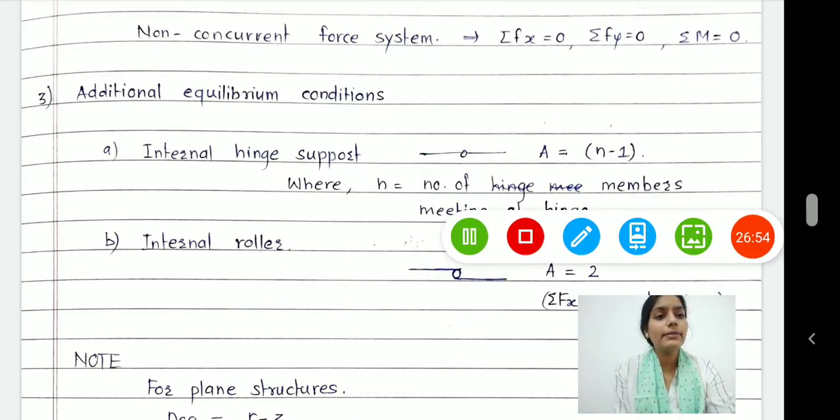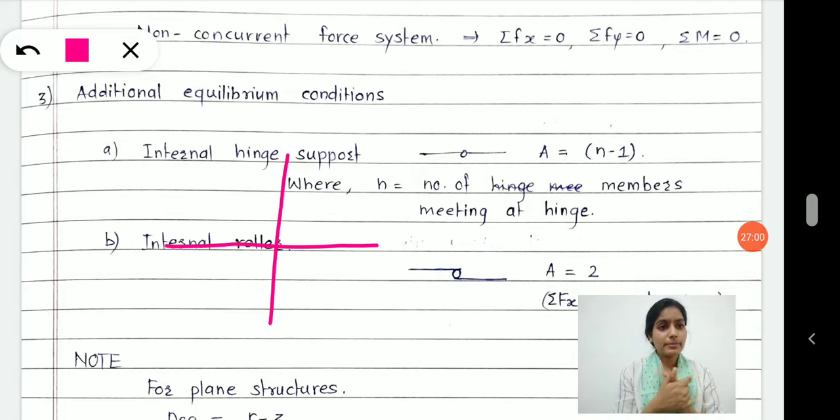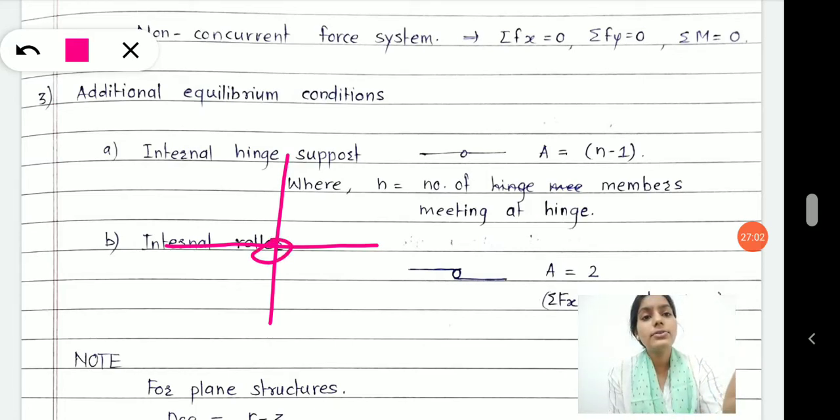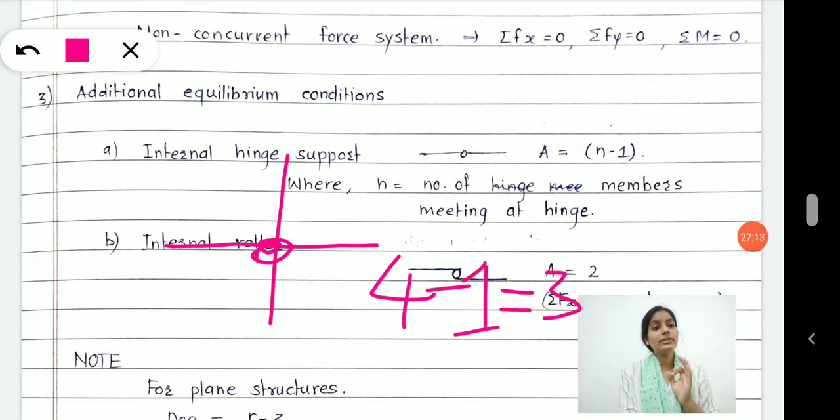If I have a joint like this, 4 members are meeting at a point, and at the joint you have provided an internal hinge, then how many additional equations will you carry? So 4 members minus 1, so the number of additional equilibrium equations will be 3 here. Please make a note of it.